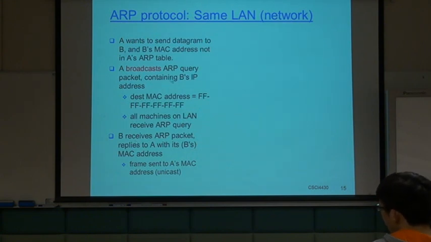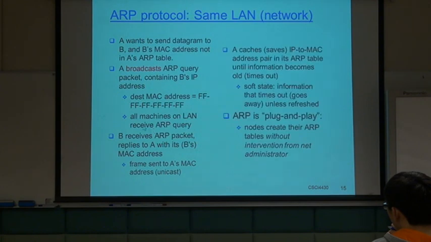Okay, so initially it starts with the broadcast, and then later on it will show you a MAC address. Okay, and A will then save the IP to MAC address pair in the ARP table until it times out. So it will time out unless it's getting refreshed. Okay, so this ARP protocol is plug and play. As long as you need the IP address, it will start the query and then get the reply, and then you just fill in the ARP table.